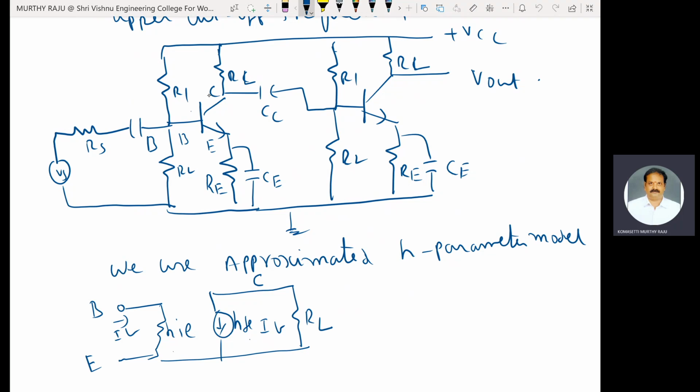For AC analysis, DC VCC is equal to 0. VCC equal to 0 means this RL is connected between collector and ground. And the coupling capacitor is also there. CC connects the first stage to the second stage.